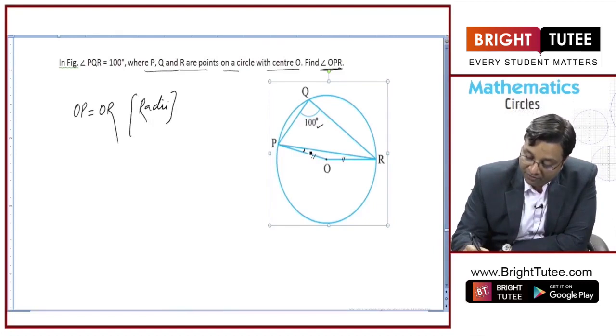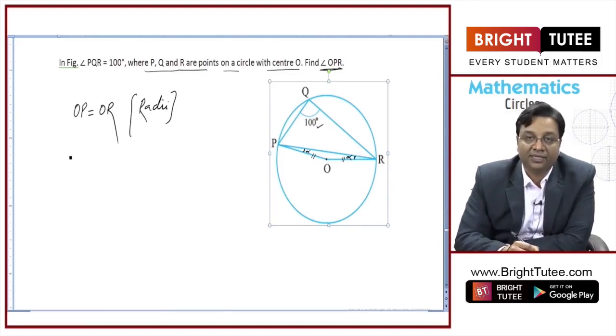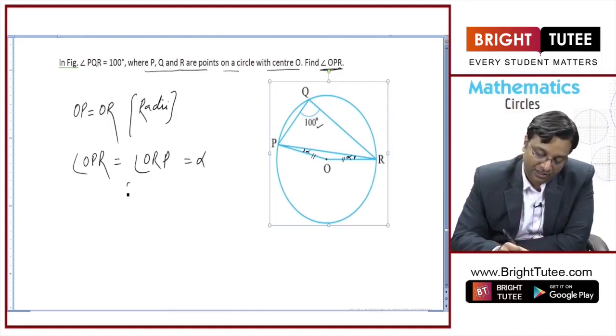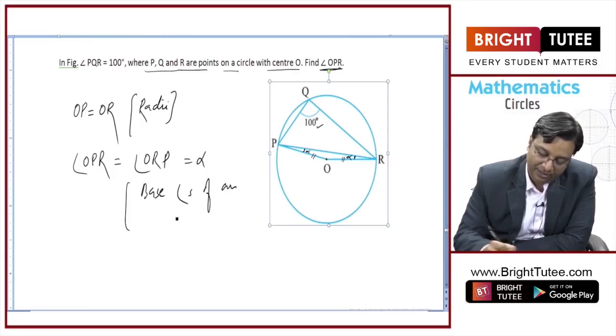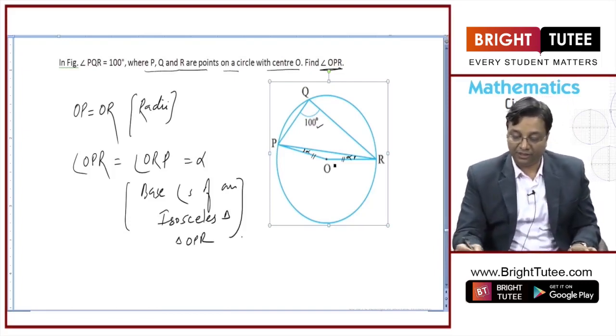So if this angle is alpha, what will be this angle? This angle will also be alpha. Base angles of an isosceles triangle. So angle OPR is equal to angle ORP, which I have taken as alpha. Why? Base angles of an isosceles triangle. Which triangle? Triangle OPR. Okay, this is one thing.